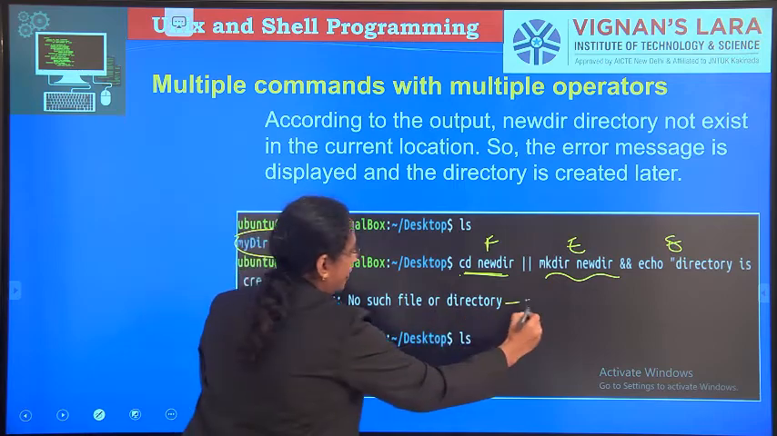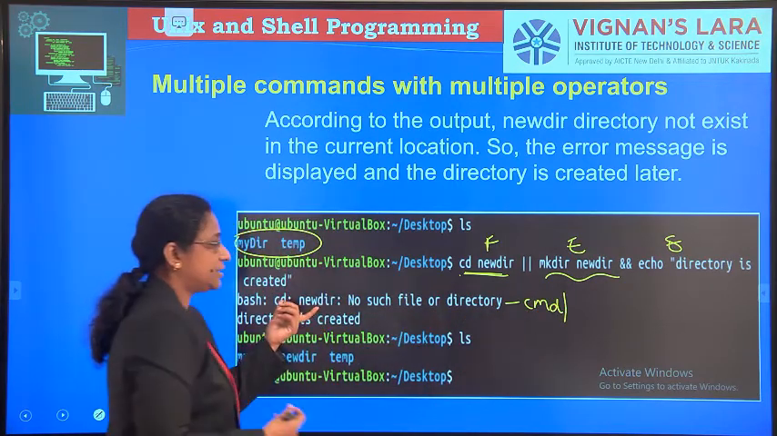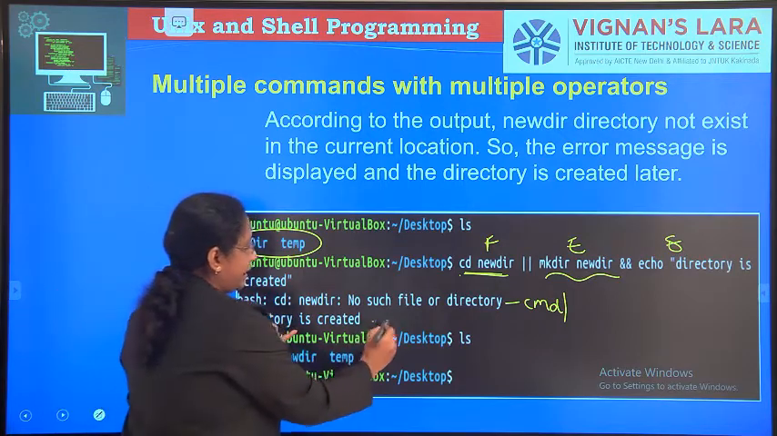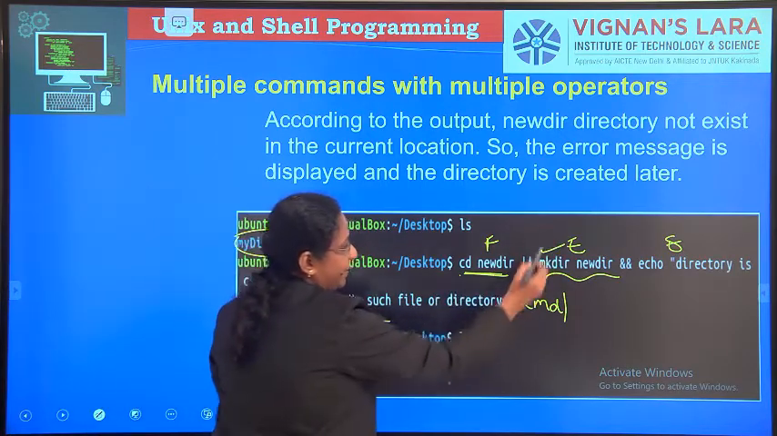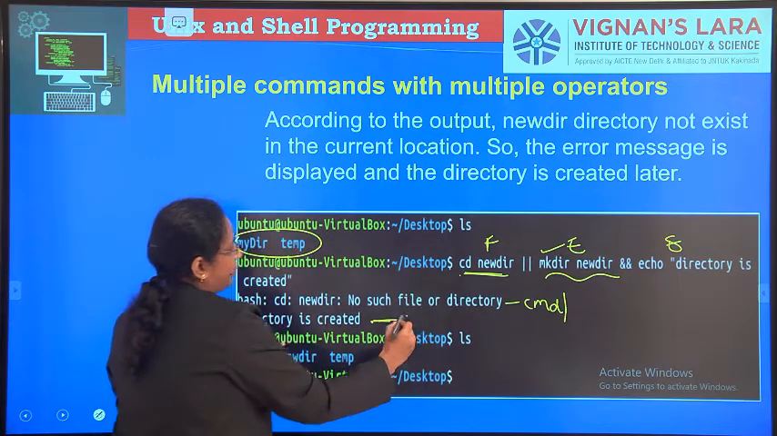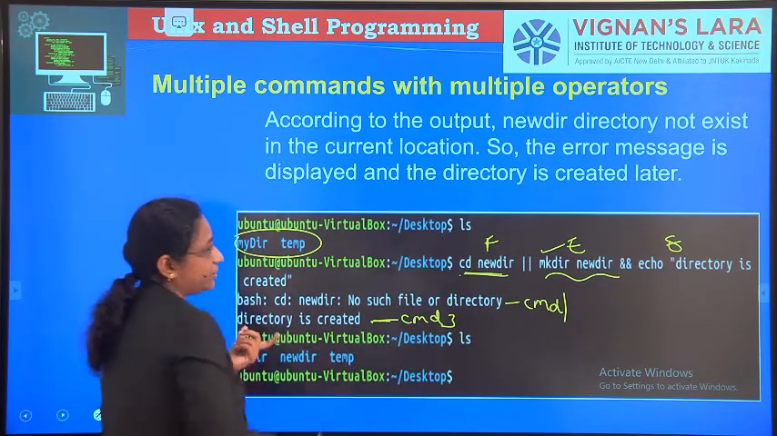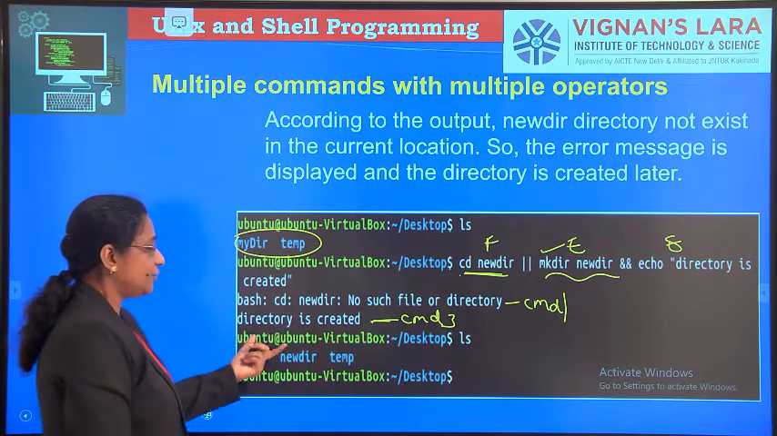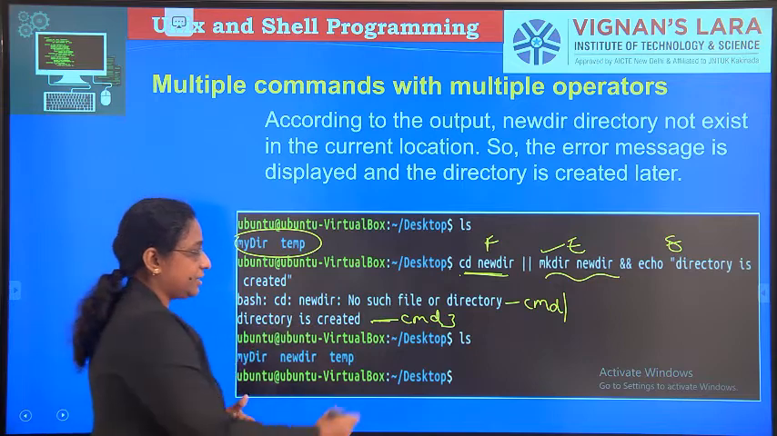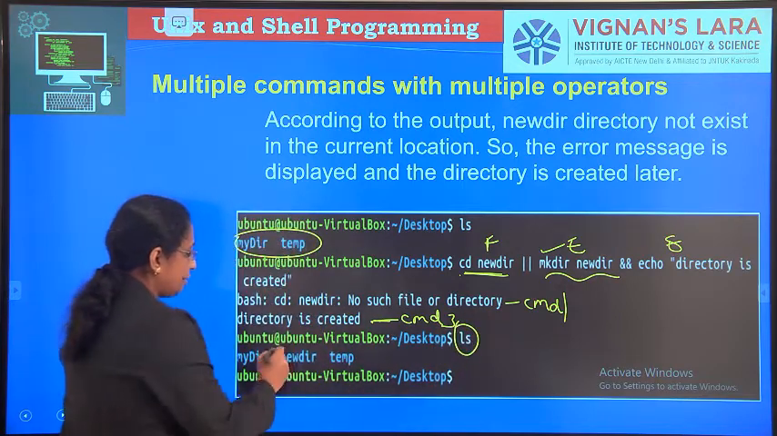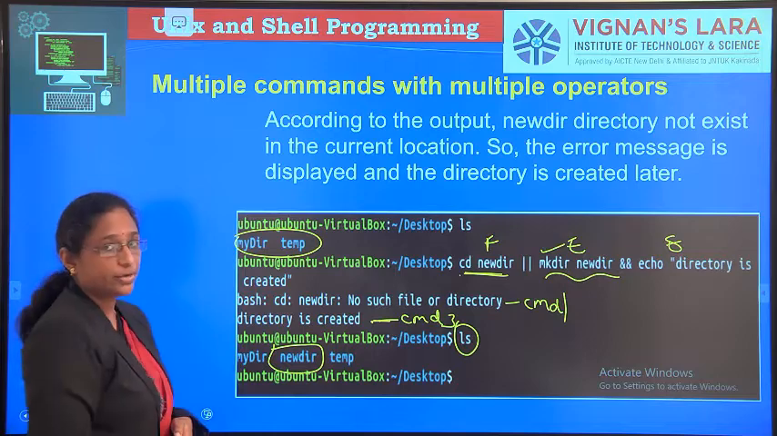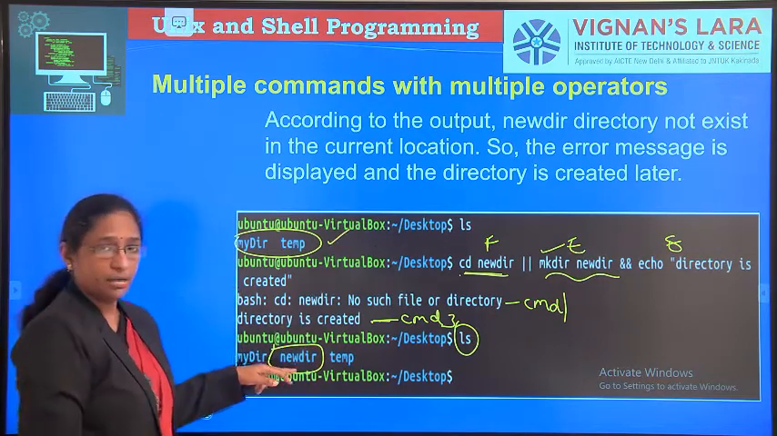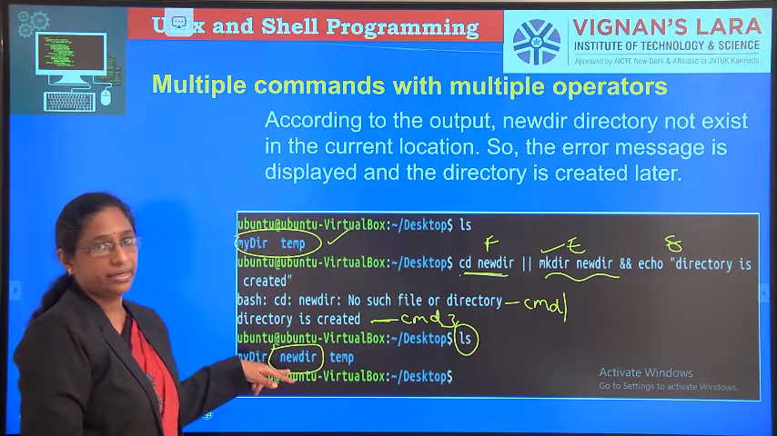This is your command 1, where command 1 failed, since there is no such file or directory. And that directory is created since mkdir has been executed. So then command 3 is executed, that is echo directory is created. When you give the ls command, you are getting a new directory. Here you didn't have that new dir, and now the new dir directory is created.